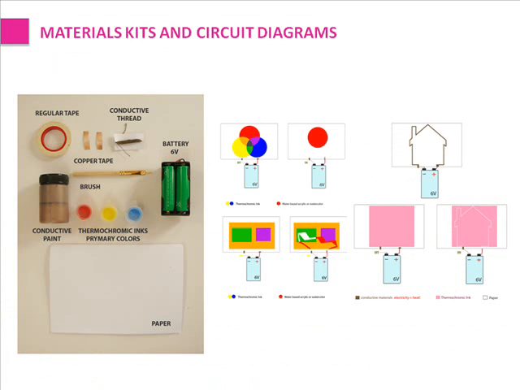The materials for the activity were given to the students in a kit, which included primary colors of thermochromic paints, conductive thread and paint, 2 pieces of copper tape, a 6-volt battery, regular tape, and a white paper. Also, we introduced them to color theory through circuit diagrams for them to understand how to work with the thermochromic paints.